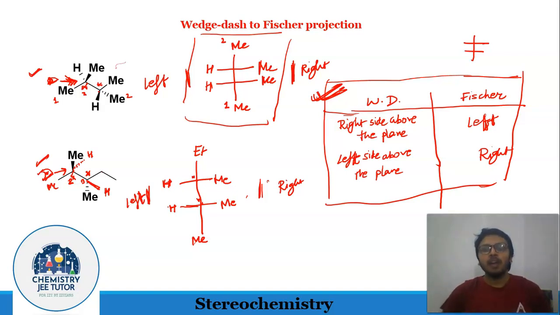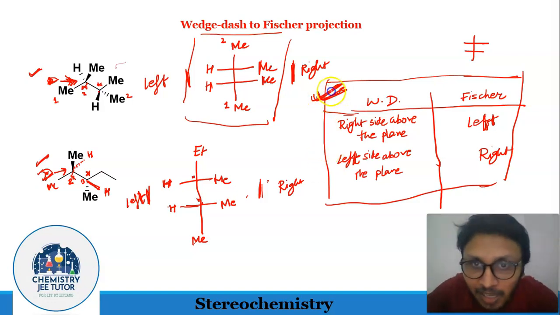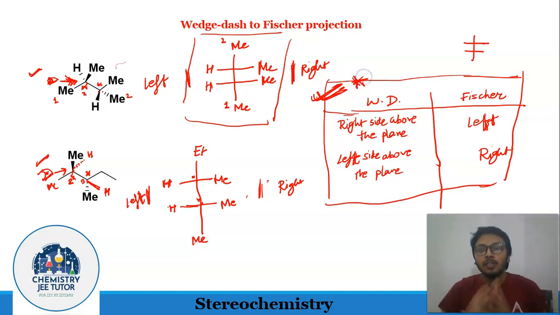In this way you can convert any wedge dash to any Fischer projection. Remember the rules, remember this table. This table is highly important. Just remember this table. This is a very important trick to convert a wedge dash to a Fischer projection. Wedge dash right side above the plane goes to the left hand side in a Fischer projection. A left side above the plane in a wedge dash goes to the right hand side of a Fischer projection. And don't confuse the left and right. If you don't confuse between them, you can convert any of the wedge dash to any of the Fischer projections.